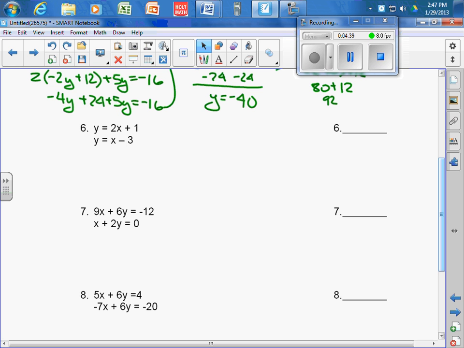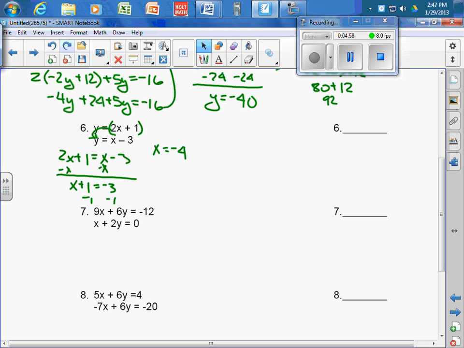Take the 2x plus 1 in the top equation and substitute it in for the y into the bottom equation. So you'll have 2x plus 1 is equal to x minus 3. Subtract the x from both sides, you get x plus 1 is equal to -3. Subtract the 1 from both sides, you get x is equal to -4.